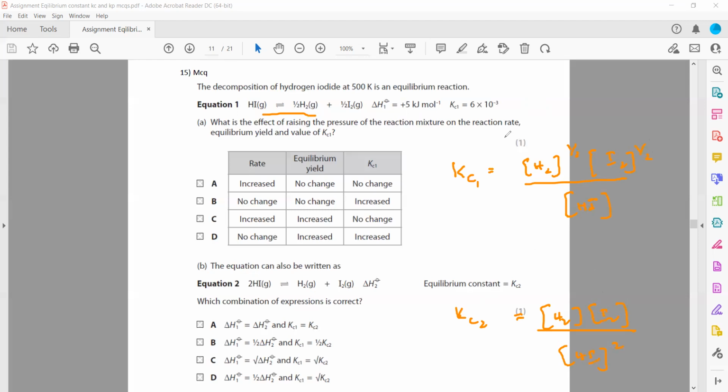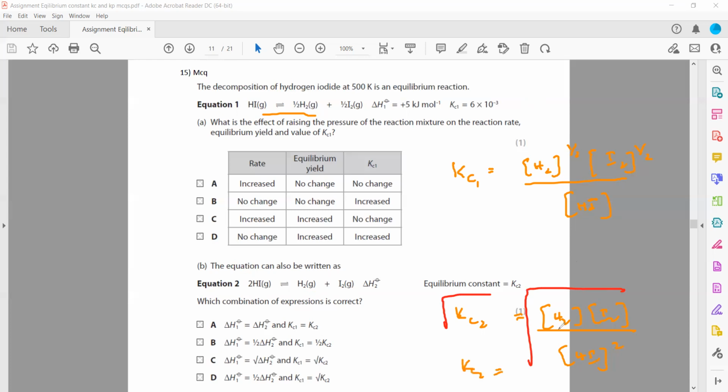Now we want to compare Kc1 with Kc2. So to compare the two equations, we will make the right hand side equal. So either I can take a root, because here half, half and 1 is there, so I can take a root for both. Or I can square the first equation. It does not make a difference. So I will take a root on both sides.